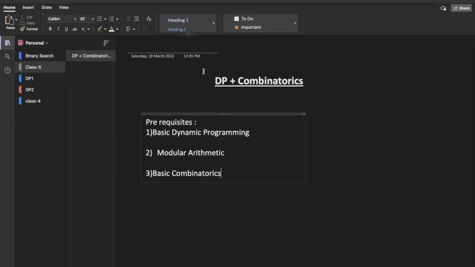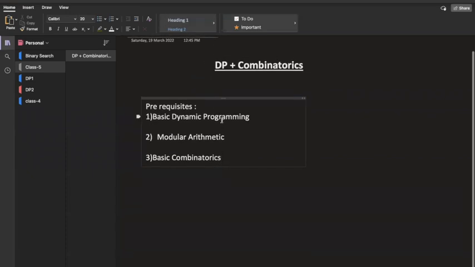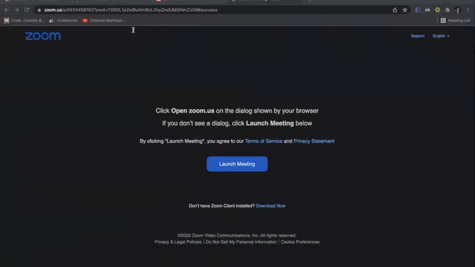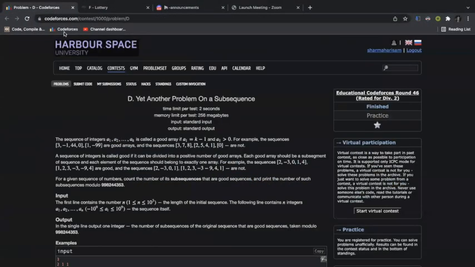In between, if you guys have any doubts, you are free to unmute and ask any kind of doubts that you might have, right? So that's the plan for today. With that, let's start with the first problem. I have already shared the links to both the problems in the Discord server, but for those of you who missed it, I will share them again in the chat box.